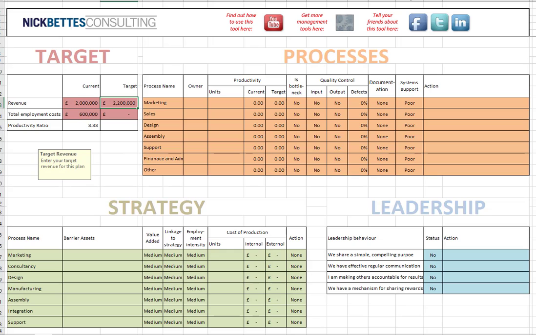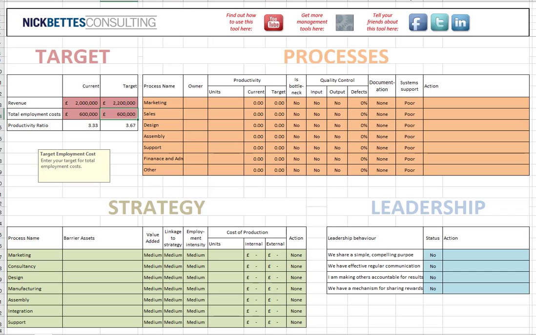Let's suppose your targets are a slight improvement or increase in revenue, and you're going to do it with the same employment costs. So you can see you've got a clear productivity ratio measure, which is demonstrating an improvement in productivity. So that's the target you're aiming for.